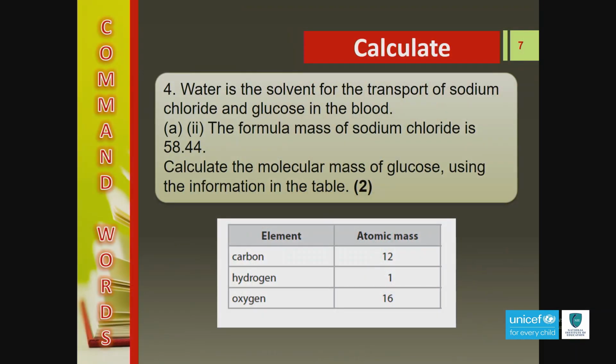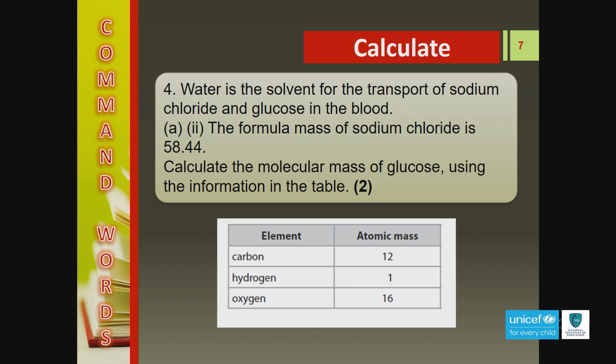Now, coming to this particular question, they have given the formula mass of sodium chloride as 58.44. Calculate the molecular mass of glucose using the information in the table. I'll just use the flipboard. For answering this, you need to have the basic knowledge. What is the basic knowledge? You need to know the molecular formula of glucose first of all. If you know it, only then can you answer this question. Very, very simple question, but you should know this.